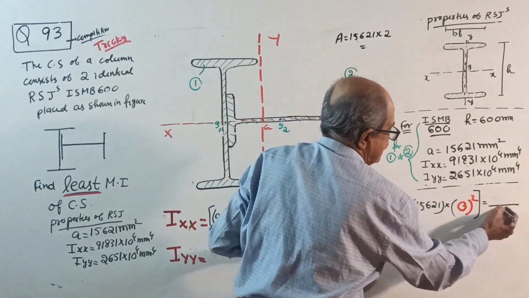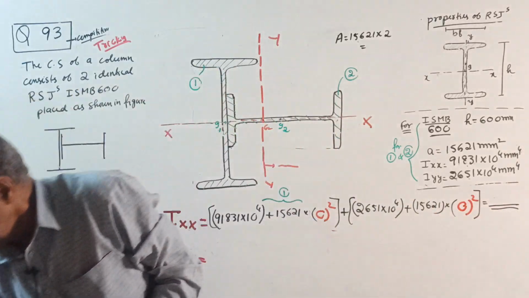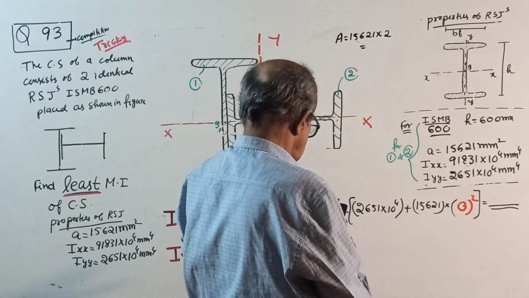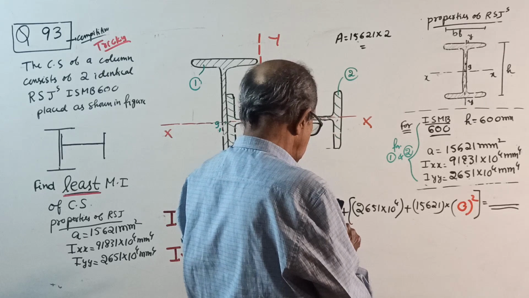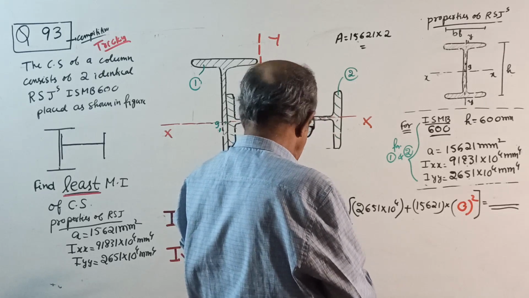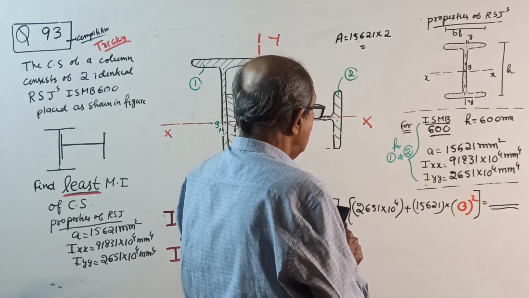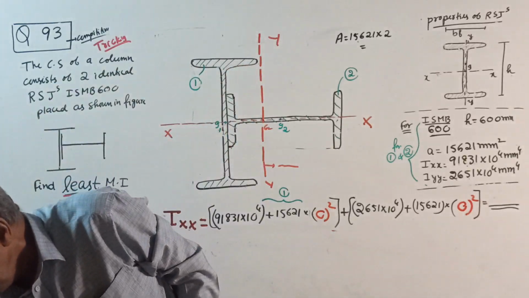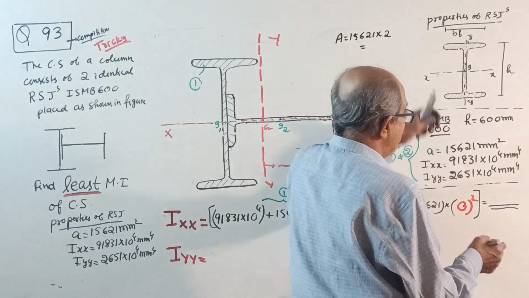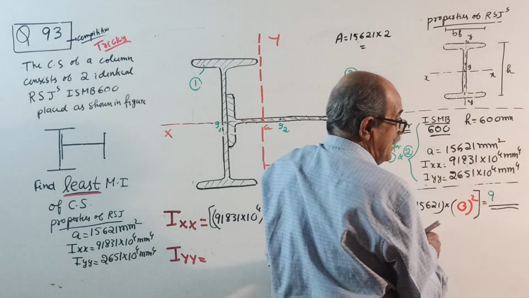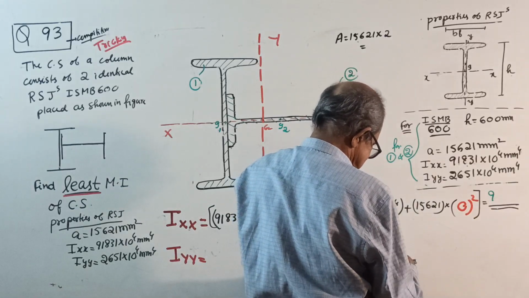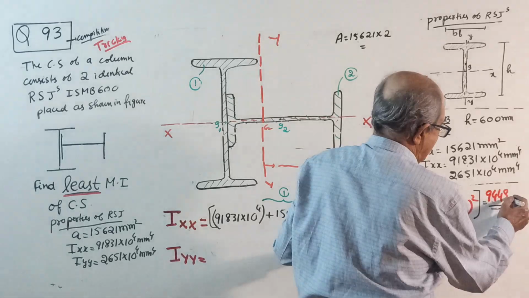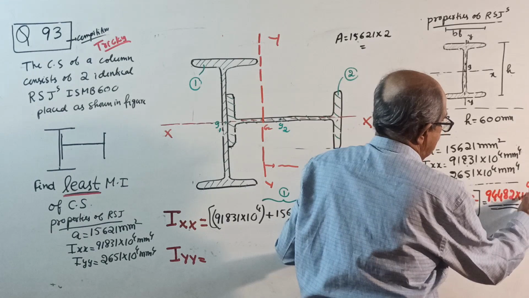You will get some answer. I want the answer this time. 91831 plus 2651 is 94482, like a mobile number. 94482 times 10 to the power 4 millimeter to the power 4.